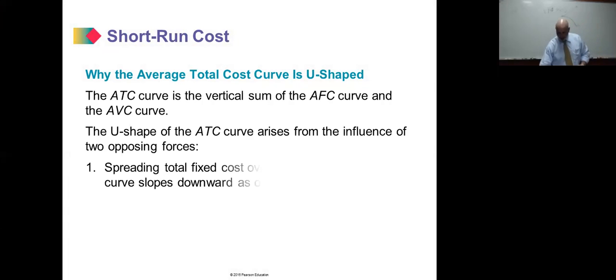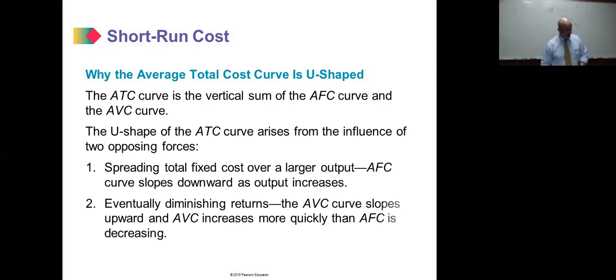Spreading. I think this is the textbook trying to say the same thing that you're saying. Yes. Spreading total fixed cost over a larger output. All right, so average fixed cost slopes downward as output increases. We've seen that. Eventually, with diminishing returns, the average variable cost curve slopes upward and average variable cost increases. Again, we're spreading it over a larger output. Makes sense.